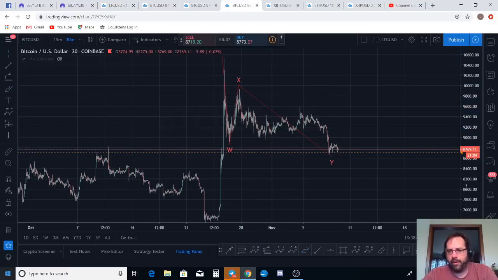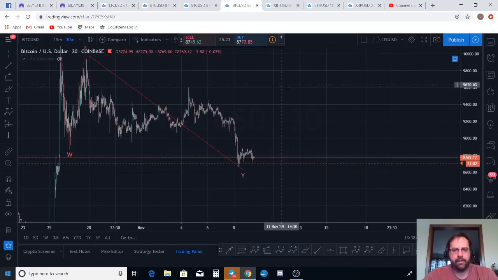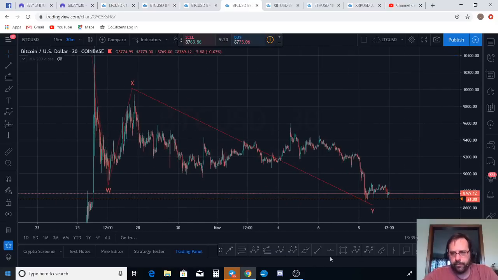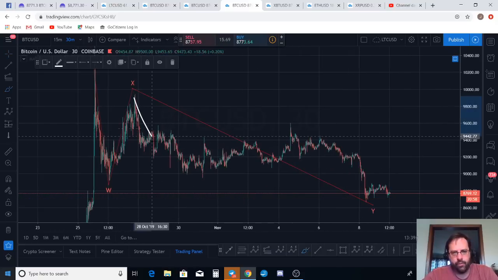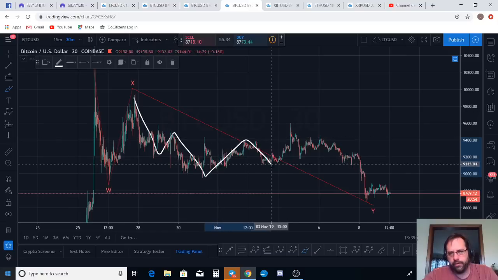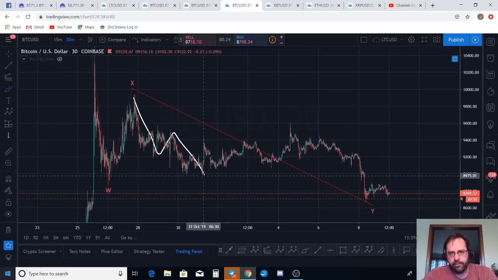How would we support that? Well, that WXY needs to be 3 waves each wave. And so the way I would see that is I've got 1, 2, 3 waves. Okay, 1, 2, 3 waves. And now, let's do a little bit better.